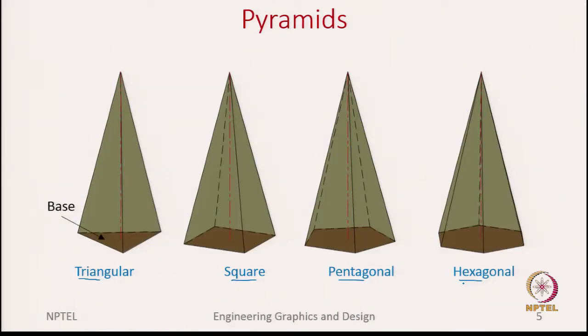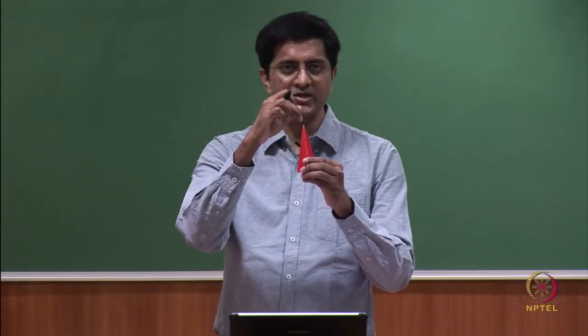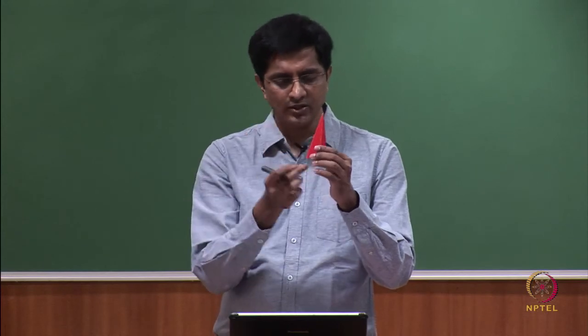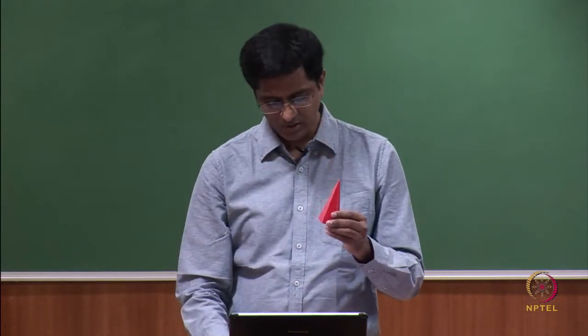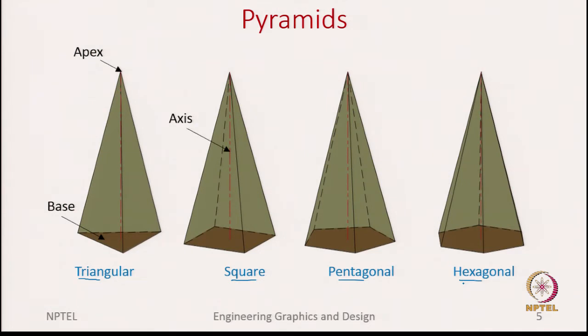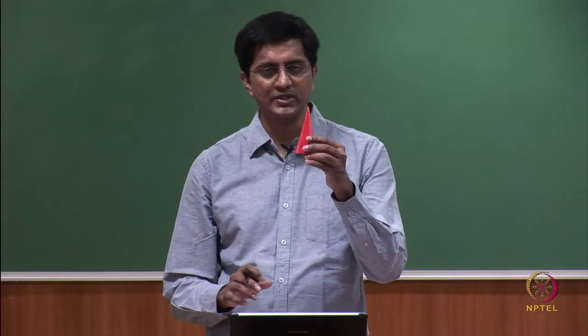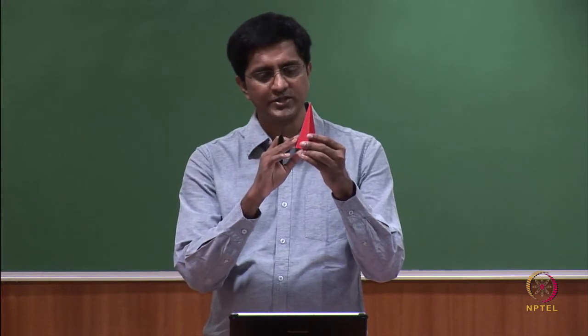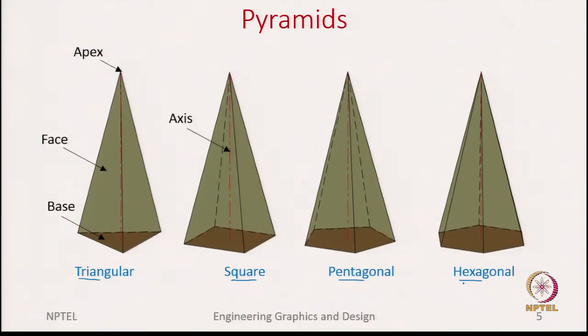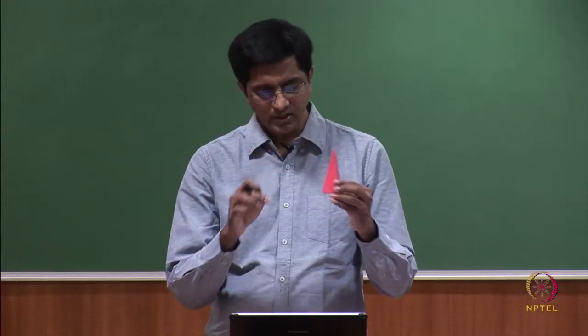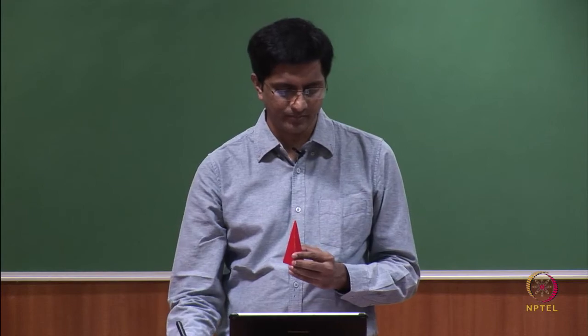So, we start with the base and then end with the apex, and here too we have this imaginary line joining the apex to the center of the base. We call that the axis, and of course, it has faces. For example, a pentagonal pyramid will have 5 faces, and now you can see these faces are all inclined, and these edges, which are the intersection of 2 faces, are the slant edges.